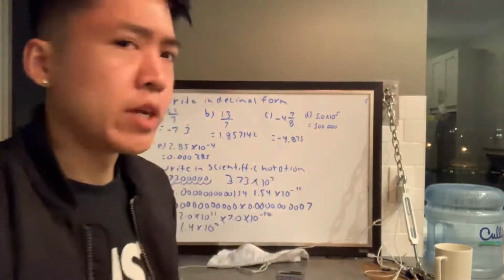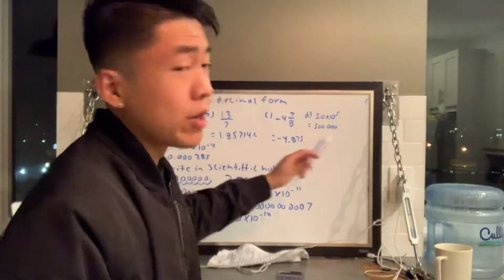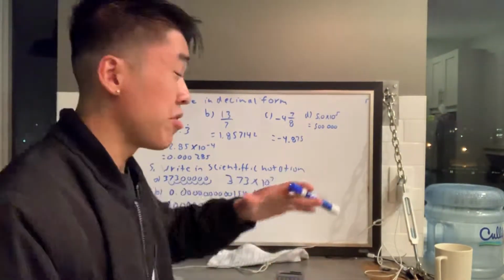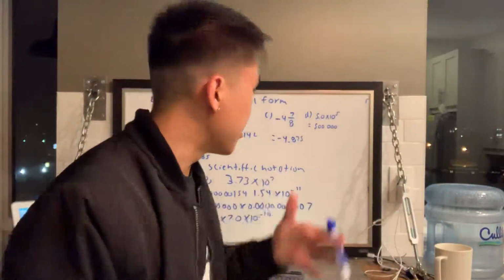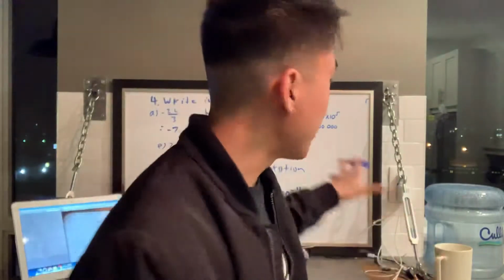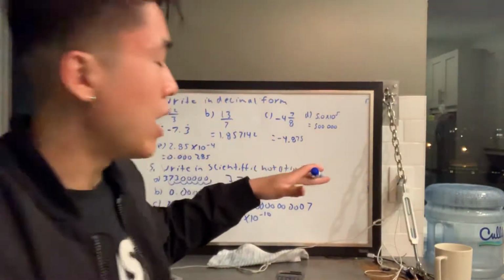Negative 4 and 7 over 8. Okay, you already have negative 4 point something. All you really have to evaluate is 7 divided by 8, what that is, right? 7 divided by 8 is 0.875, and that's what I have, negative 4.875.